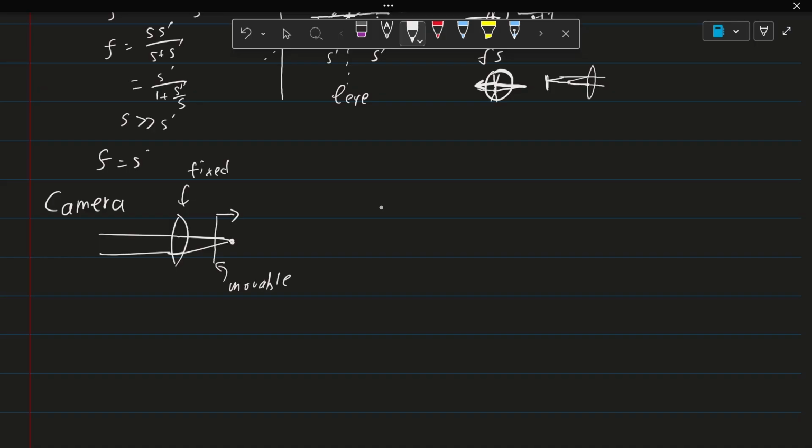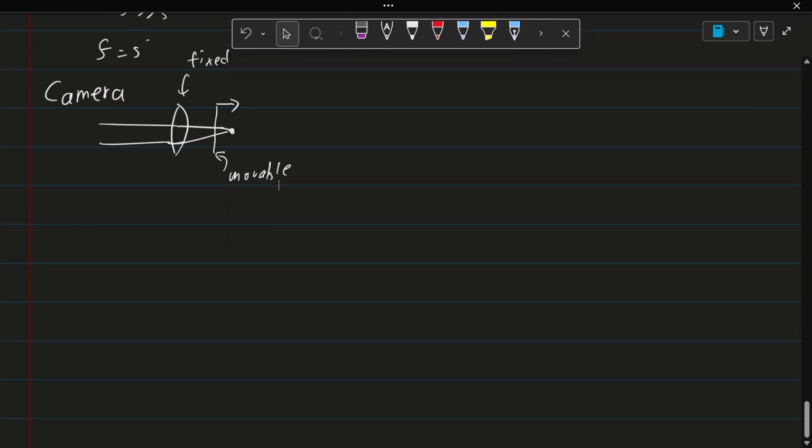So that's the idea. Now I want to talk about the magnifier as well as the microscope. They work pretty similarly, but the main idea that I want to bring out first is the magnifying glass.